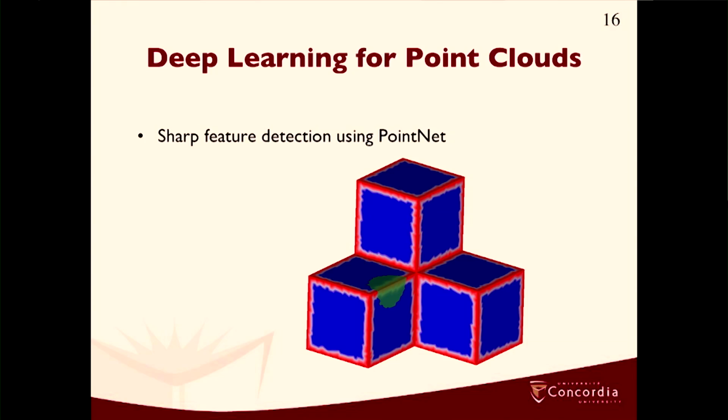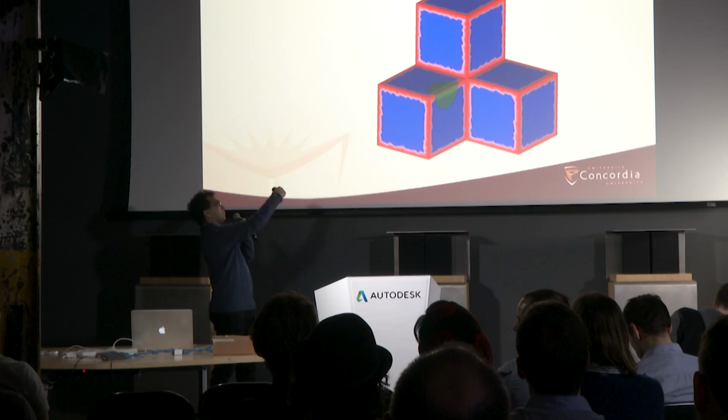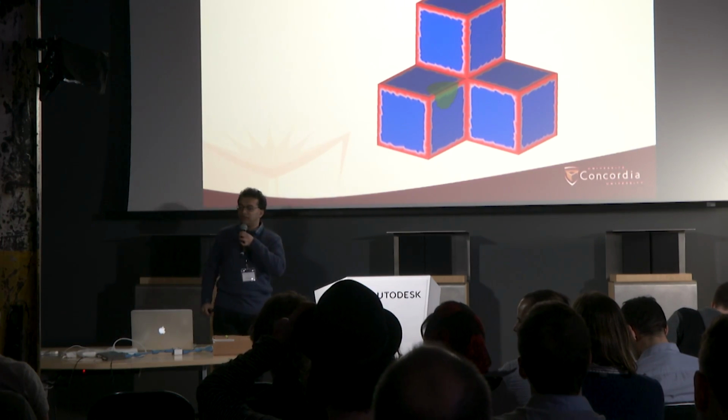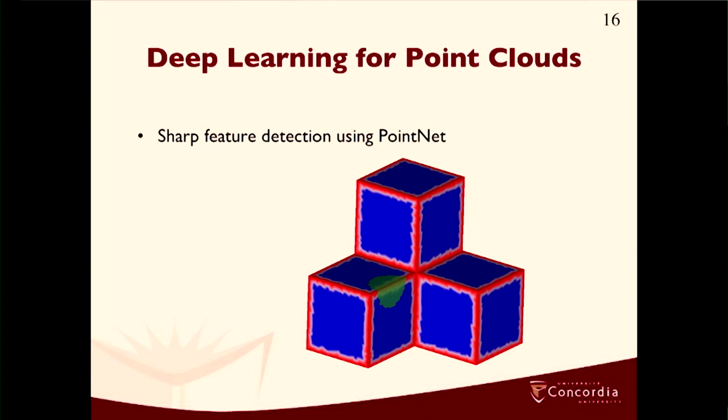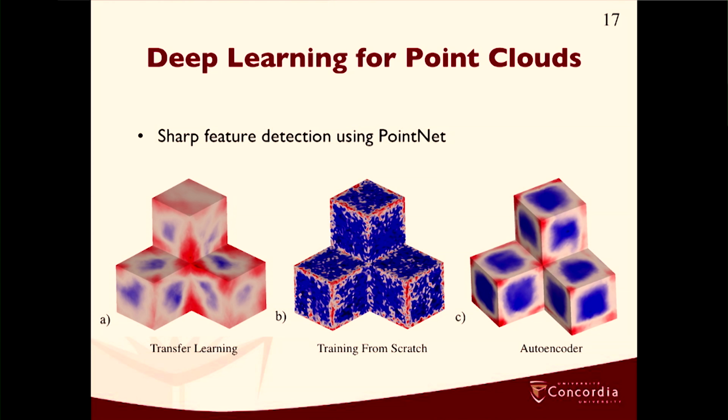Supposing we have a model like this with the sharp features marked on it. Can PointNet-based models learn to mark these sharp features on it? Let's say, for example, that we give it a particular neighborhood and use the features provided by PointNet to try and mark these sharp features. It turns out it's not that easy. It has a hard time even memorizing the training data set.